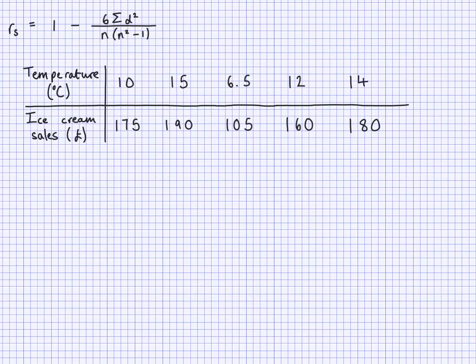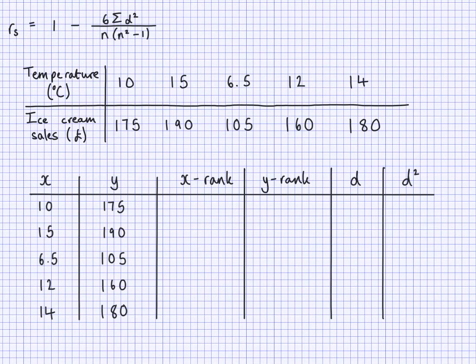So here I have some data looking at temperature and ice cream sales. Okay, so the temperature would normally be placed on the x-axis and this one on the y-axis. Now what I'm going to do is write these values going down like this in columns. Okay, and then I will talk a little bit about what these variables d and n are. Okay, so n is just how many values we've got. So we've actually got 6 values here, 6 pairs of values, and d is the difference of the rankings. Okay, and I will show you how that's done.